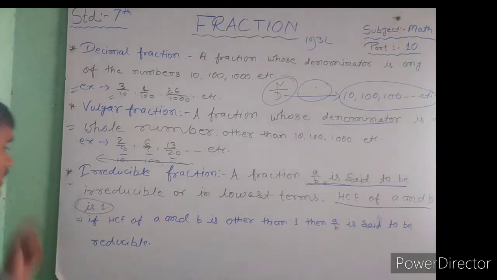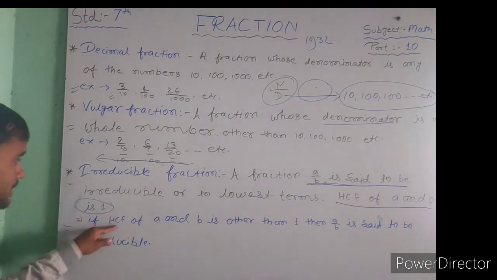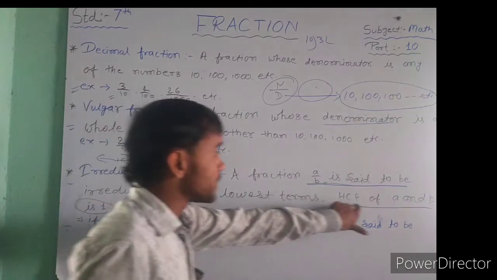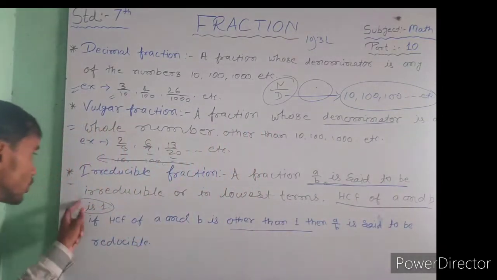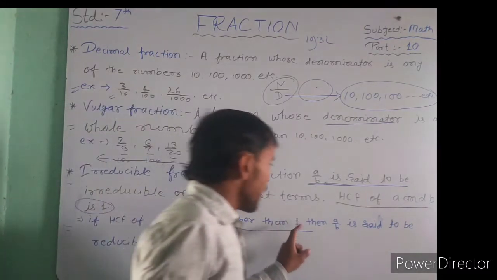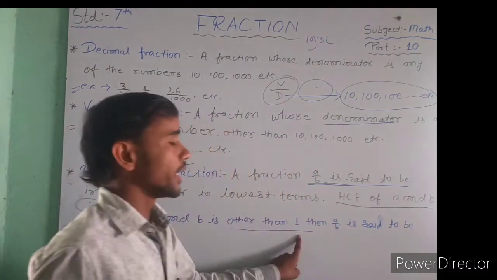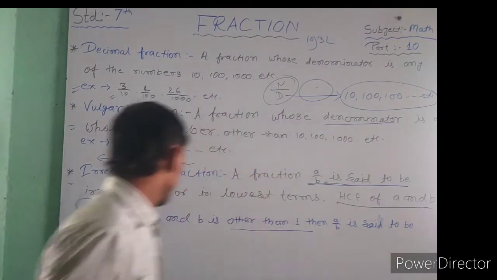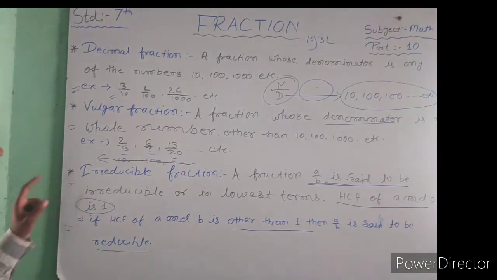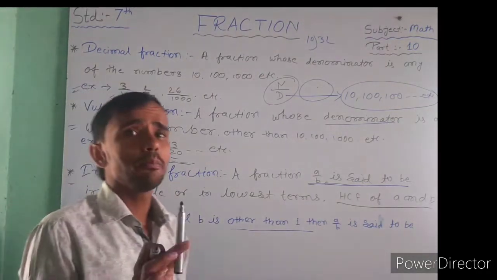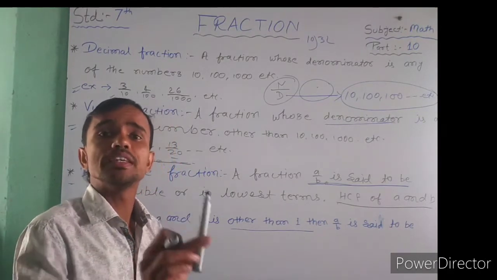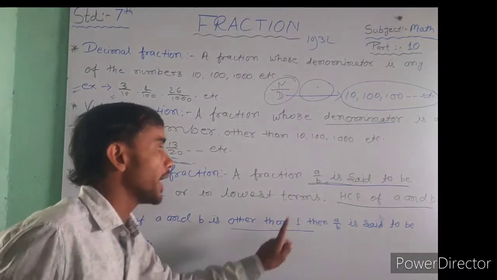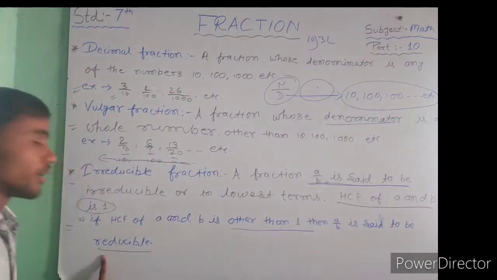Another point to note: if the HCF of A and B is 1, that is irreducible, and if the HCF is other than 1, then A by B is said to be reducible. It means that's very easy. If the HCF of A and B is equal to 1, that's irreducible, and if the HCF of A and B is other than 1, that's reducible.